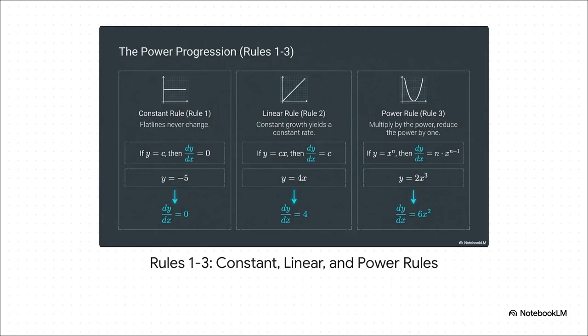This is the real engine of basic calculus. If you have x to the power of n, you simply multiply by the power and reduce the power by 1. So an equation like y equals 2x cubed simply becomes dy over dx equals 6x squared. You pull that 3 down, multiply it by the 2, and drop the exponent to a 2. It's a beautifully mechanical multiply and reduce motion.